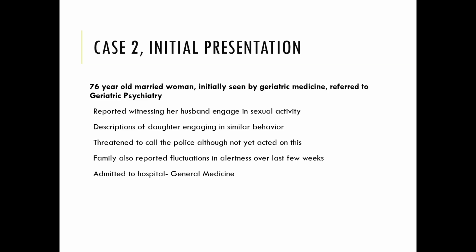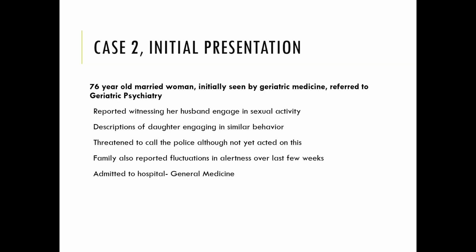So she felt she had witnessed her husband engage in sexual activity. She also described her daughter doing similar behaviors within the house. She was very upset with him because of what she had perceived and threatened to call the police, but hadn't yet done so. The family actually reported that she had fluctuations. At times she would communicate clearly, and at times she was vague. It seemed like she was not there. The family had to work very hard to communicate with her.